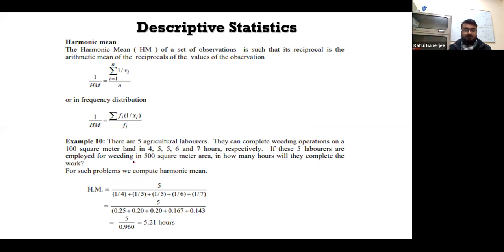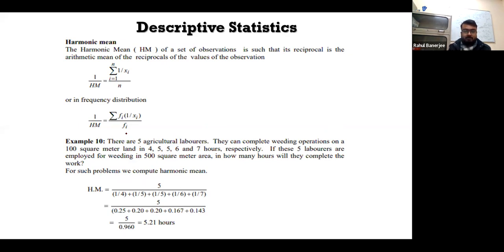Let me give an example. There are 5 agricultural laborers and they can complete weeding operations on 100 square meter land in this many hours. If these 5 laborers are employed for weeding in a 500 square meter area, how many hours will they take to complete the work? For this kind of problem, you cannot use the arithmetic mean. You have to use the harmonic mean, because you have to find out how many square meters of area they can cover in 1 hour.